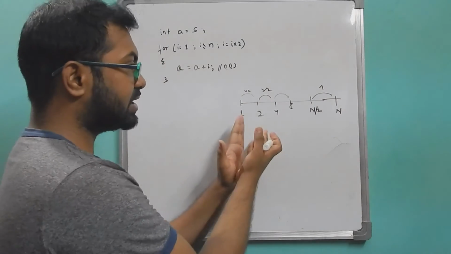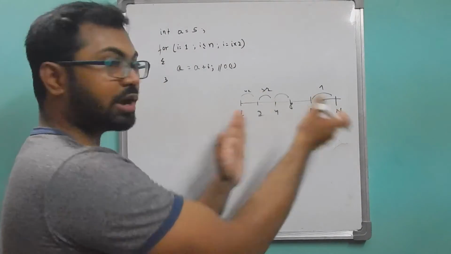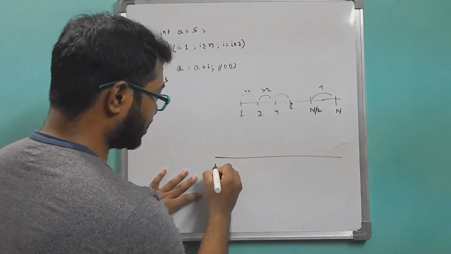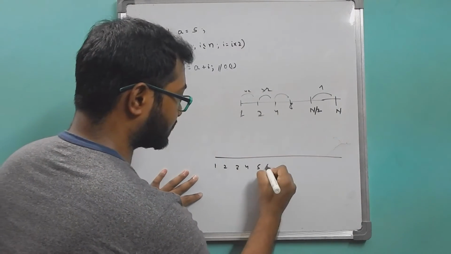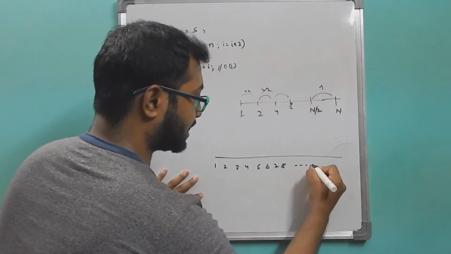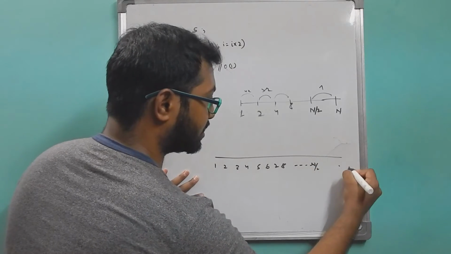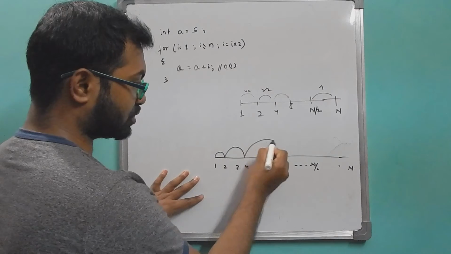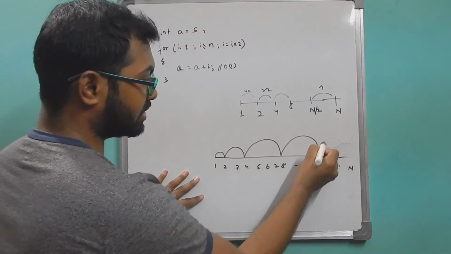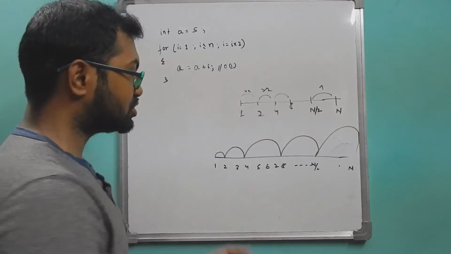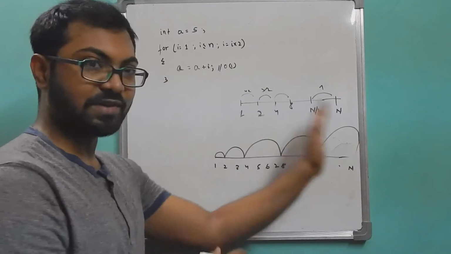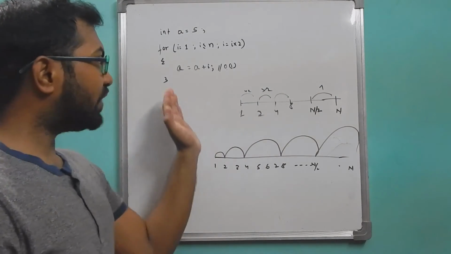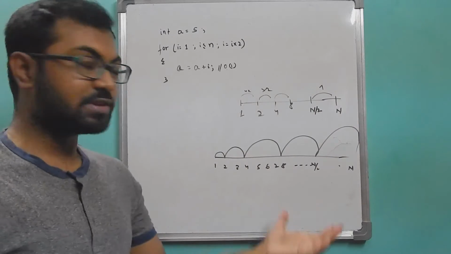So i jumps in, you can say, a quadratic way. For example, from 1 to 2, let's say this is a timeline 1 2 3 4 5 6 and like that 2 and n we have. So i jumps from 1 to 2, then here, then it goes here, then here, then it goes till n. So it jumps in a quadratic fashion. Now, if this is the case, how do you find the complexity of this one?